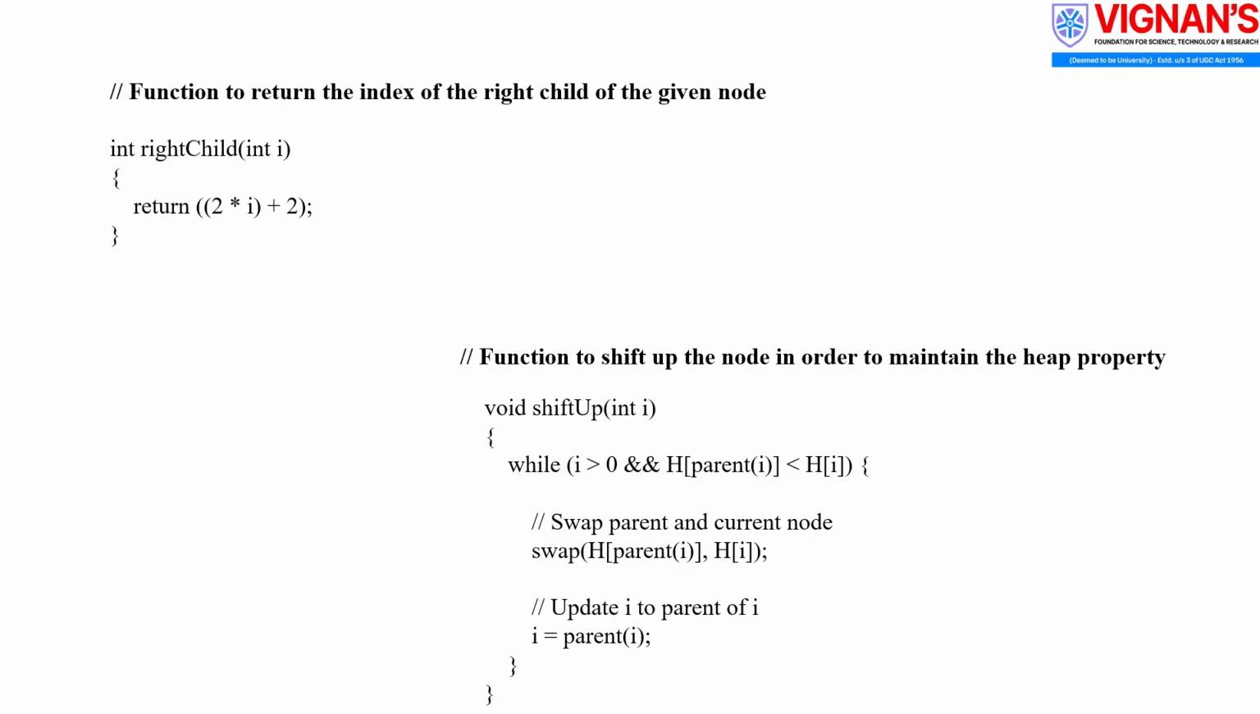Next, the function shift_up is defined to maintain the max heap property after insertion. This function takes an index I as input. While the current node index is greater than 0 and the value of the parent node is less than the value of the current node, the function swaps the parent node with the current node. After each swap, the index I is updated to the parent index. This process continues until the heap property is restored or the node reaches the root.